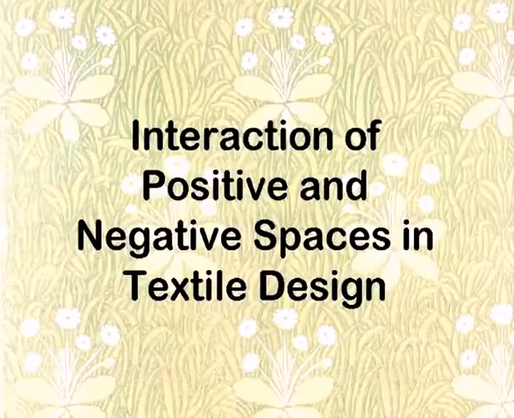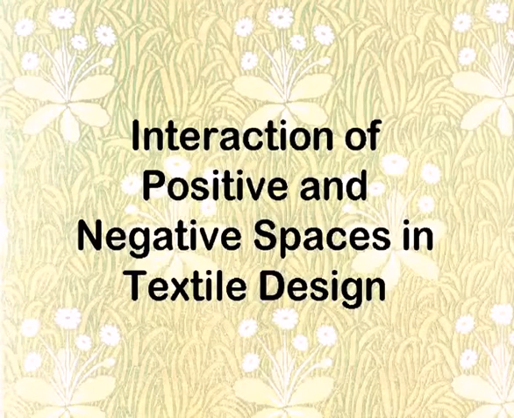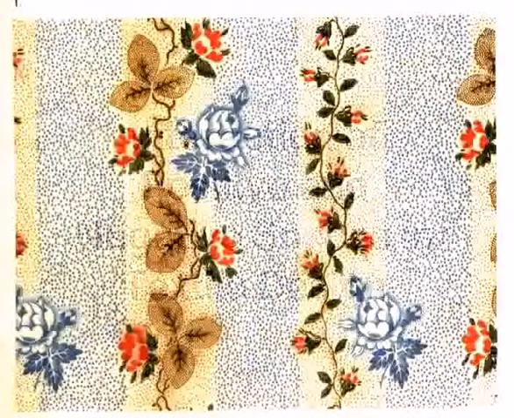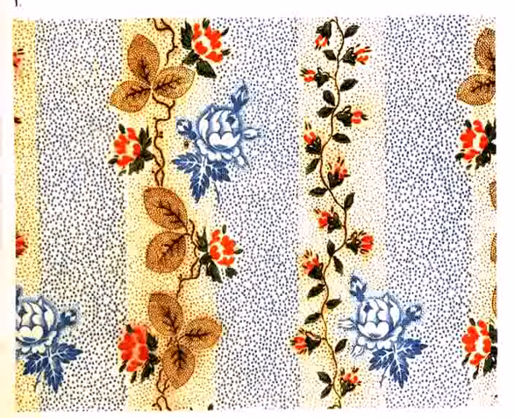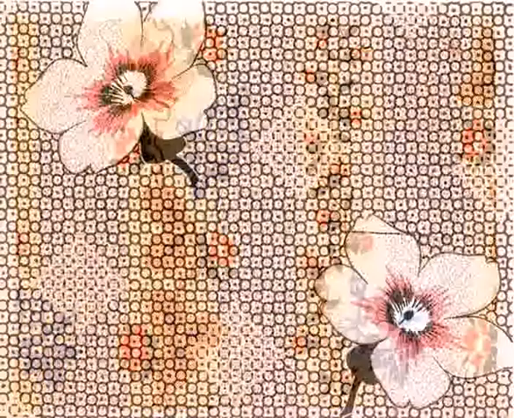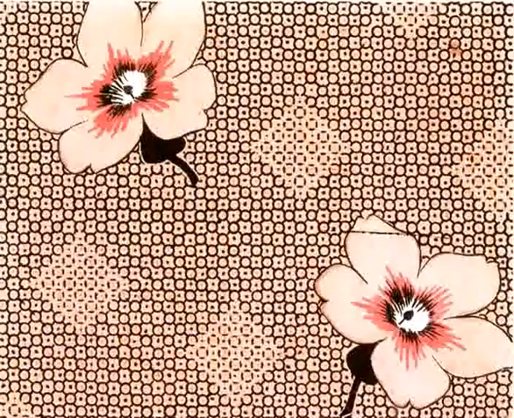Interaction of positive and negative spaces in textile designing. In textile designs, foreground and background interact with each other at different levels and in different ways. Let us look at some examples of work in textile designs and paintings.